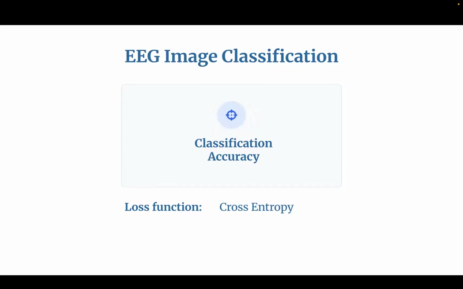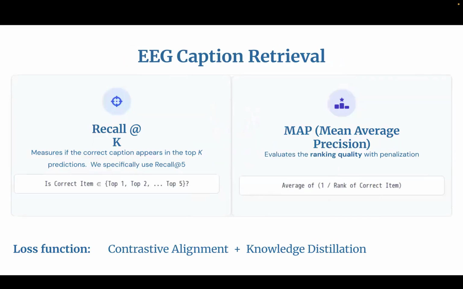The metrics we use are, for the classification of the images, the classification accuracy, and this is done through the cross-entropy loss function. For the EEG caption retrieval, we use two metrics: recall at K, which measures whether the correct caption appears in the top K predictions, and mean average precision, which measures the ranking quality with some penalization. The loss function we use is contrastive alignment and knowledge distillation.